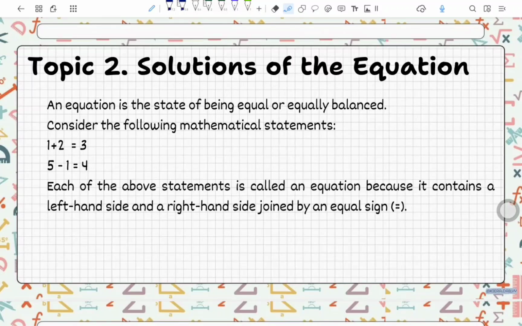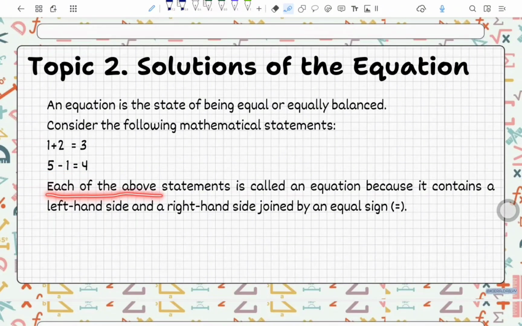Let us start with topic number 2, solutions of the equation. Again, solutions of the equation. What is an equation? An equation is the state of being equal or equally balanced. Let's consider the following mathematical statements. 1 plus 2 equals 3, 5 minus 1 equals 4.